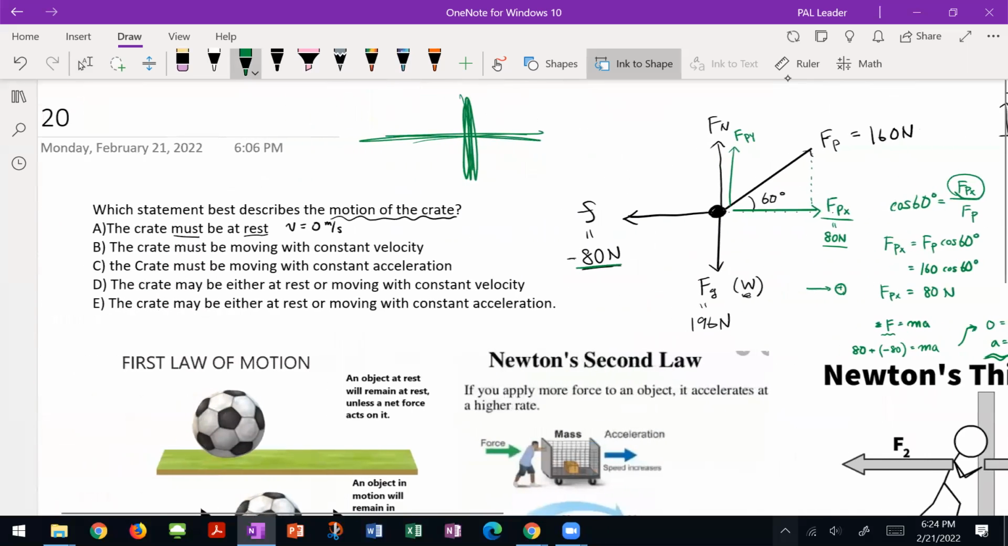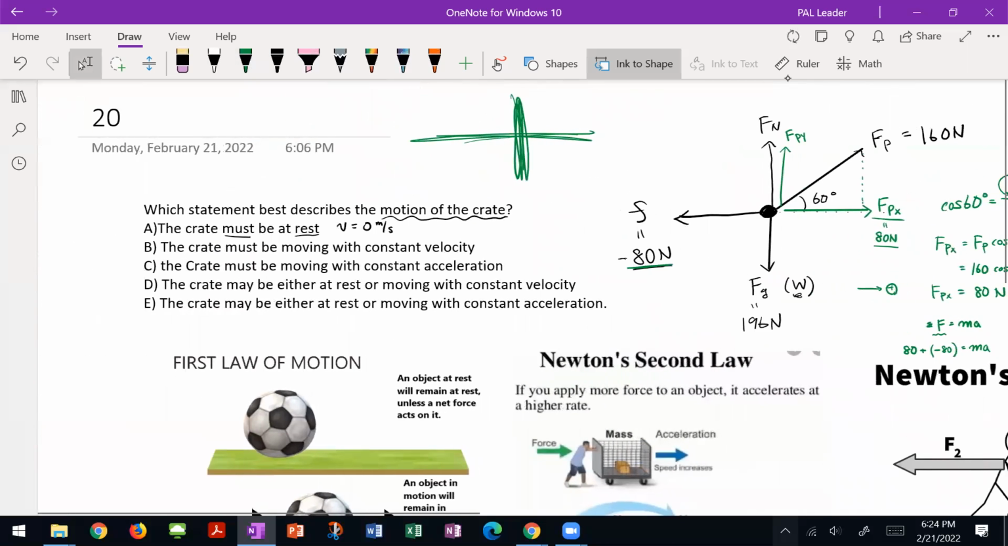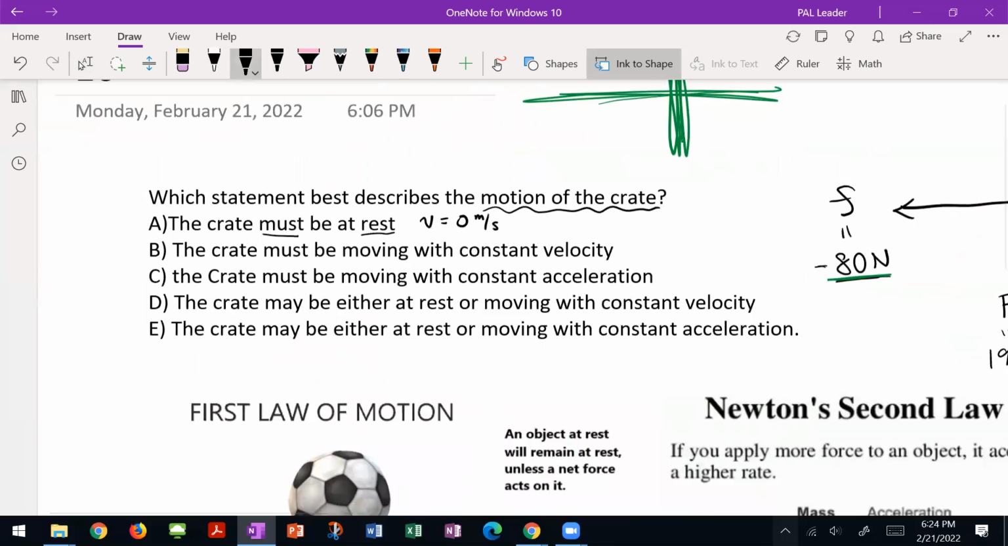So, going back, the crate must be at rest. I don't know. I don't know. So I'm going to write triangle next to A. I honestly can't remember what the answer is right now. So I hope I can find the answer by the end of this video.